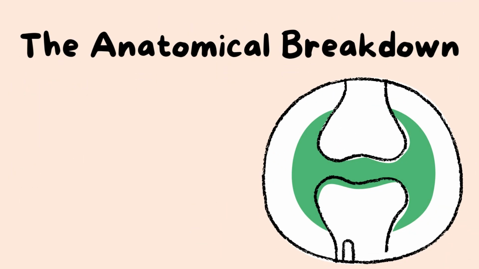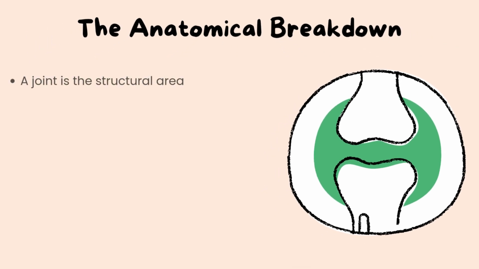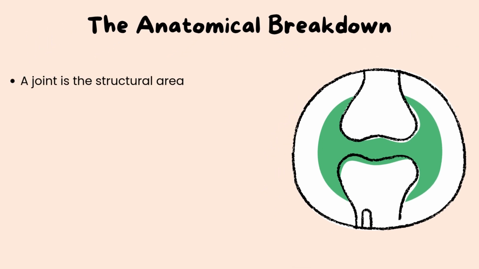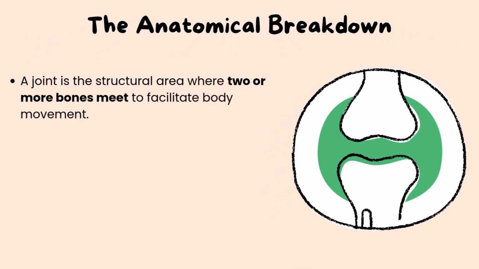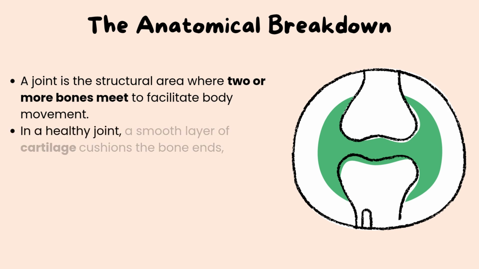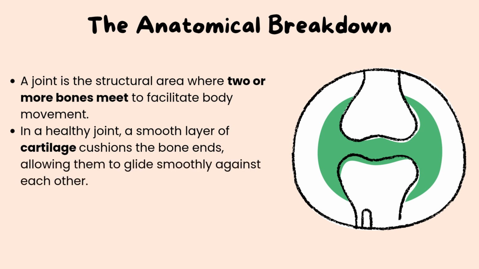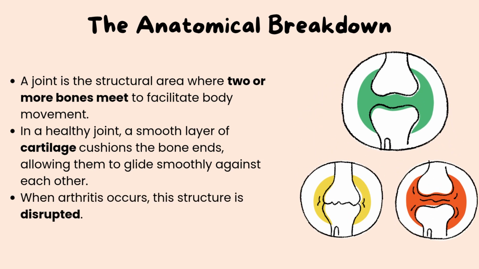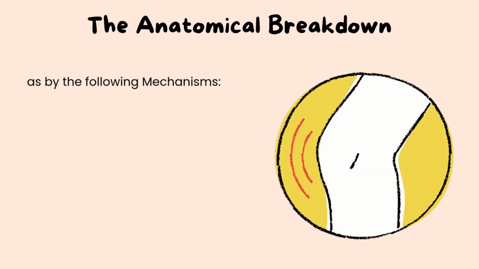The anatomical breakdown of a joint is: a joint is the structural area where two or more bones meet to facilitate body movement. In a healthy joint, a smooth layer of cartilage cushions the bone ends, allowing them to glide smoothly against each other. When arthritis occurs, this structure is disrupted, by the following mechanisms.